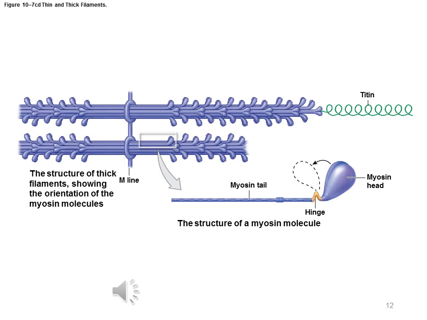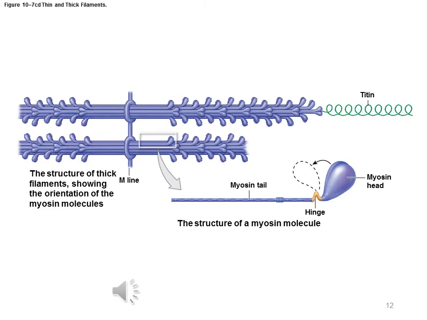Now we have to look at the thick strands, or myosin strands. Here's a better look at the titin strand that attaches right at the very end of the myosin strand. Remember, that's going to aid in restoring the sarcomere length. So titin is very important.